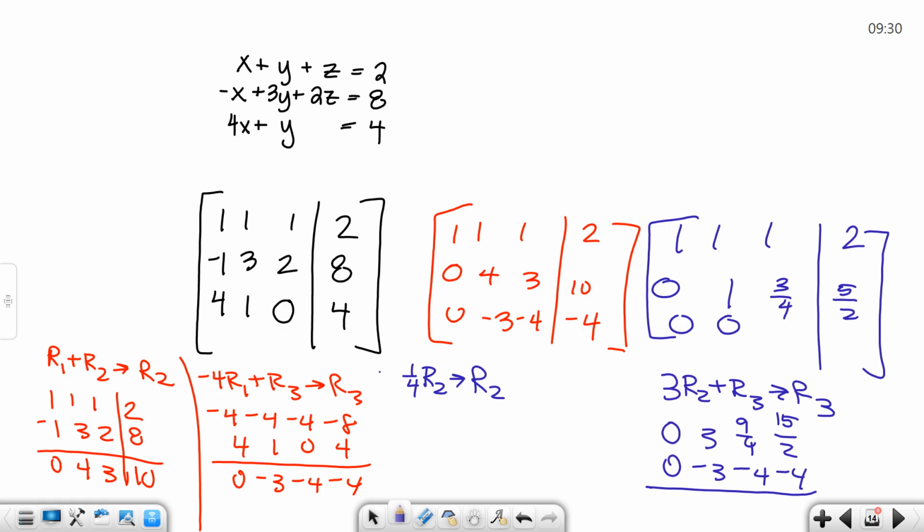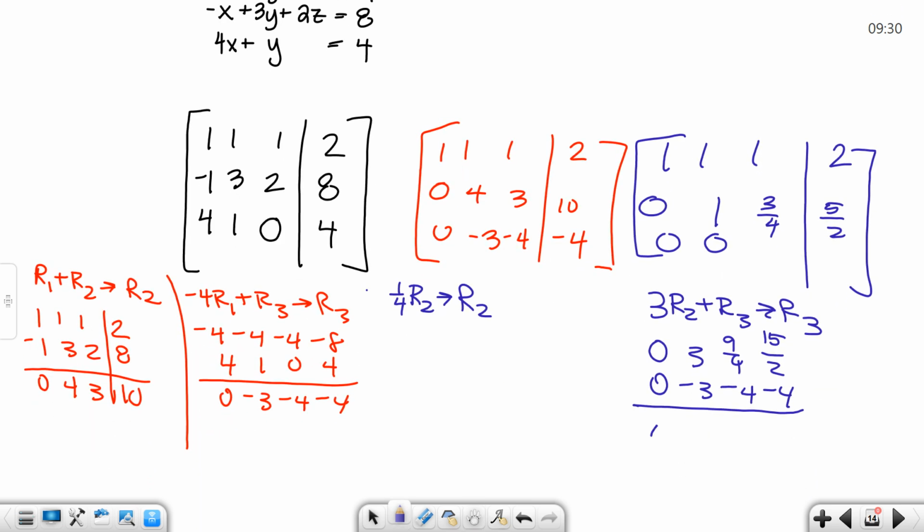Okay, so I'm going to get, oh, I can actually move this one. Here we go. 0, 0. 9/4 minus 4. Okay, so 4 is actually 16/4. So 9/4 minus 16/4 would be a -7/4. And 15/2 minus 4, in 4s and halves, this would be 8/2. So 15/2 minus 8/2 would be a -7/2. Double check it.